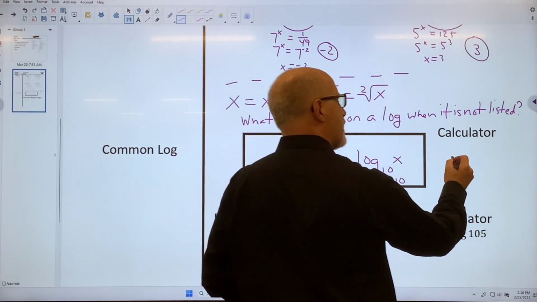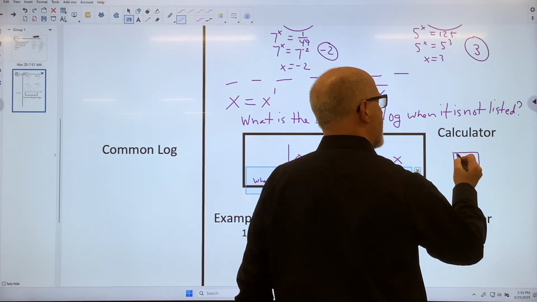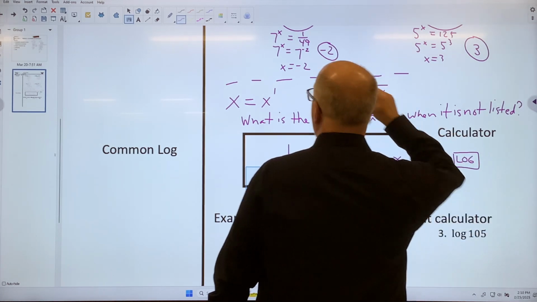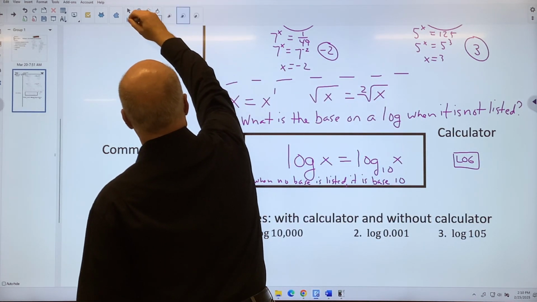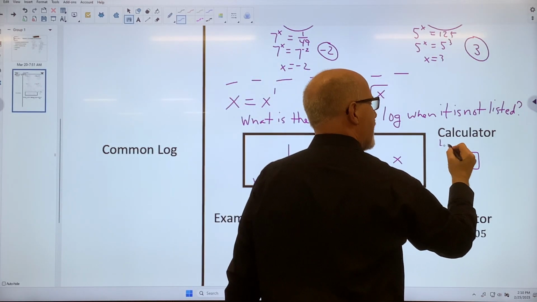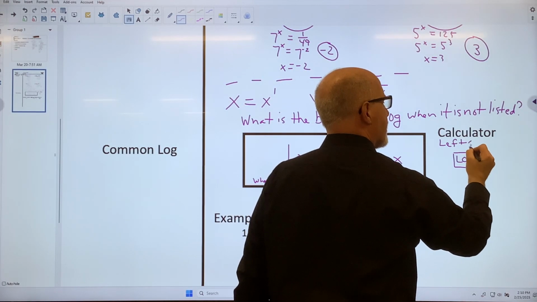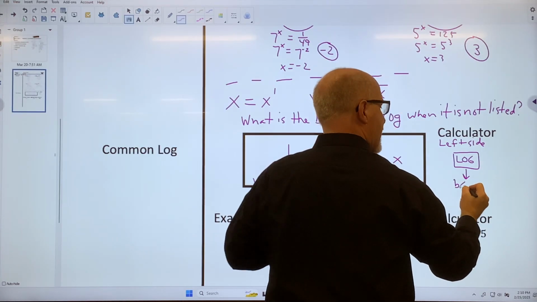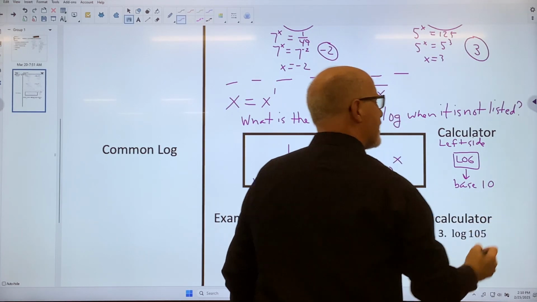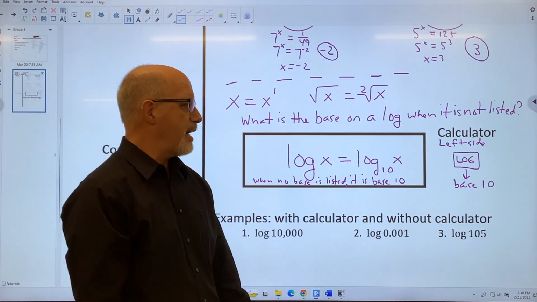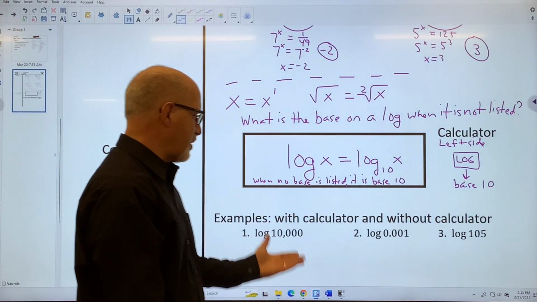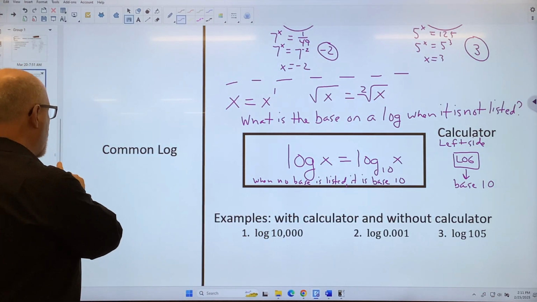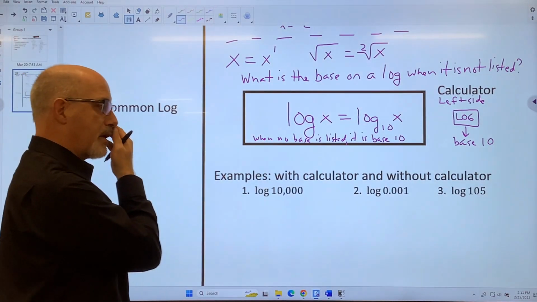So when you look at the log key on the left side of your calculator, this is a base 10 key, log base 10. All right, so let's look at these problems. We're going to talk about them without a calculator and with a calculator.